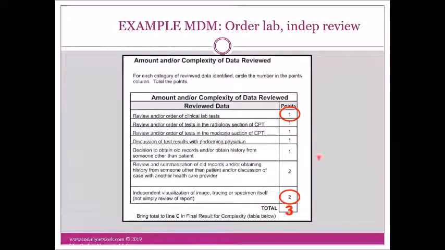So let's look at the data table. Well, maybe you've ordered some tests for 1 point. Maybe you went into the PACS system to review an image or tracing. And if you document your brief interpretation that you did that, that's worth 2 points. So a total of 3 on this is one step toward moderate complexity. So now we have one table supporting high, one that supports moderate.